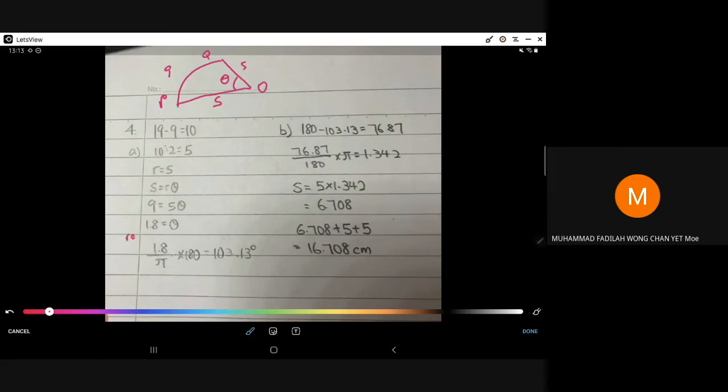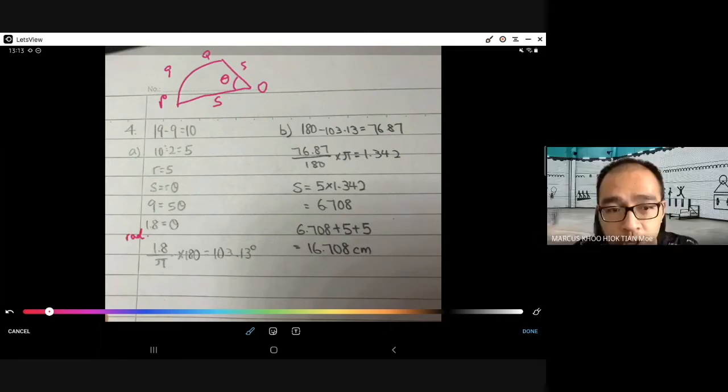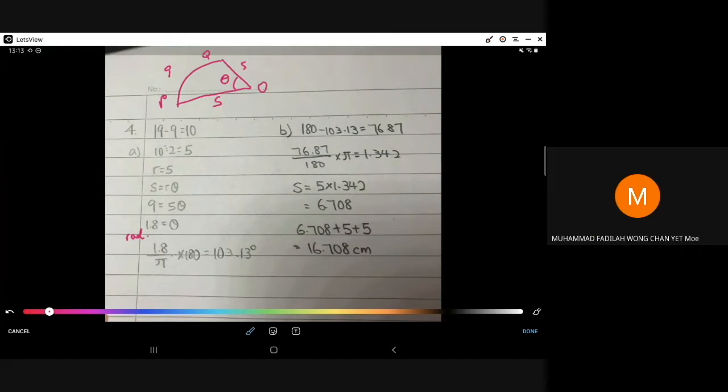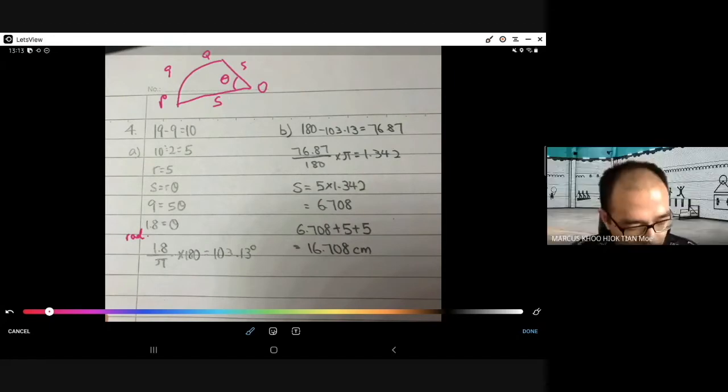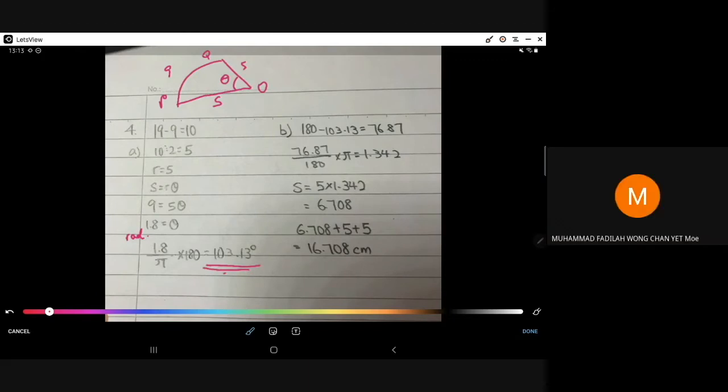Then from 1.8 radian, we want to change to degree, since the question asked in degree. 103.13. Next, for B, we want to find the perimeter of sector QOR. Firstly, we take 180 minus the degree that we got before. 180 minus 103.13, then we get 76.87.